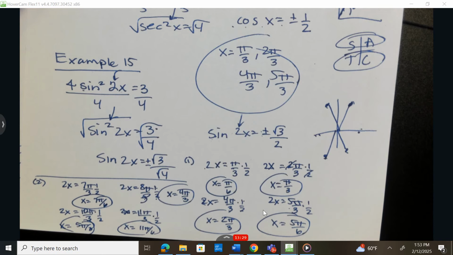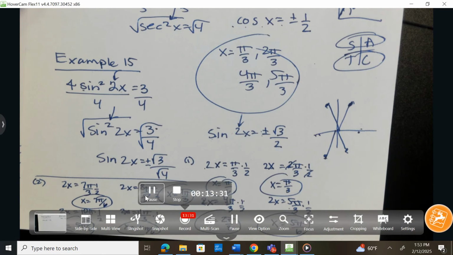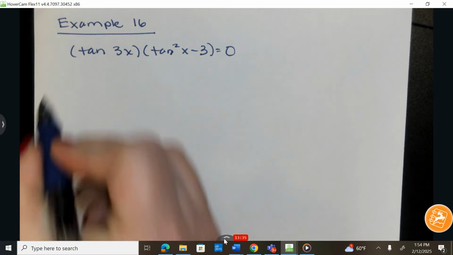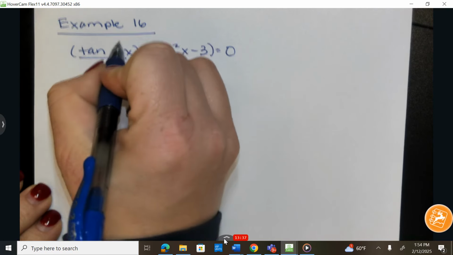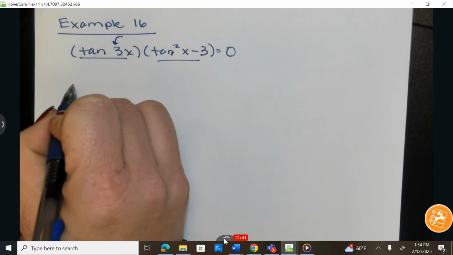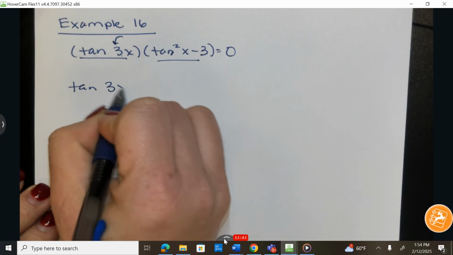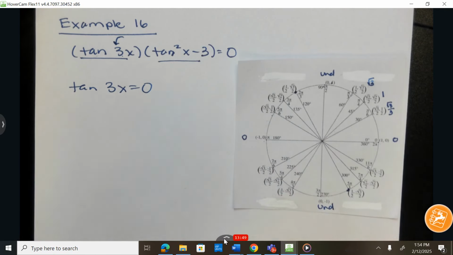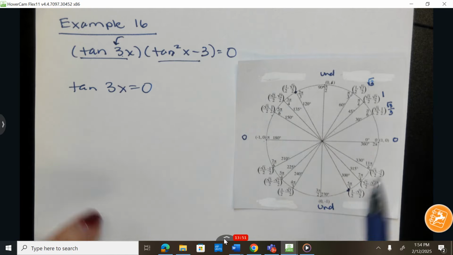Let's look at example number 16. In example 16, I'm going to set each factor equal to 0. I'm going to start by drawing arrows here. So I need to do 3 revolutions. Tangent of 3x equals 0. And I'm going to grab my unit circle. I want to ask myself, where is the tangent equal to 0?